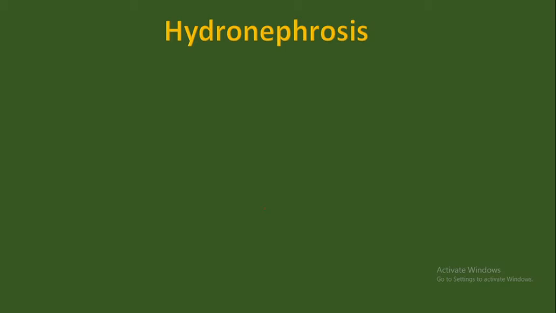Hydronephrosis, as we can see, this word consists of two parts, hydro and nephrosis. Hydro means water or urine. Nephrosis means kidney. So hydronephrosis means a kidney full of water or urine.